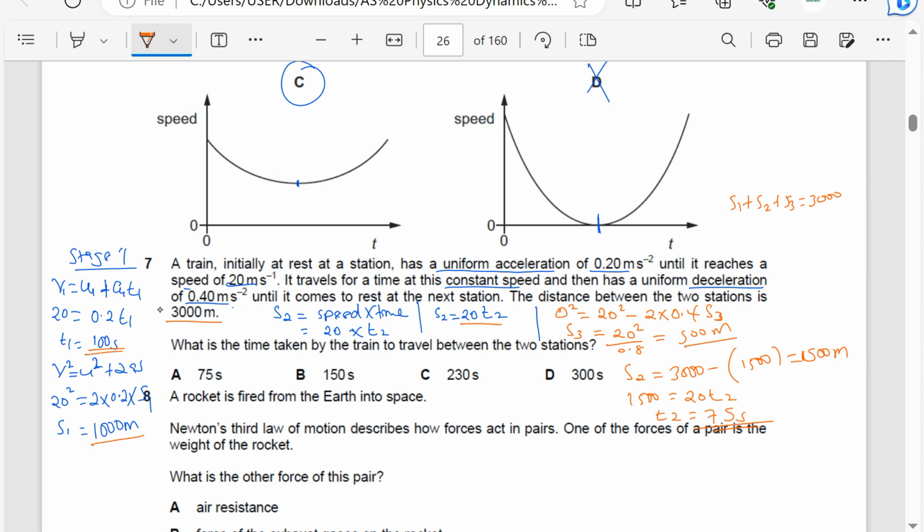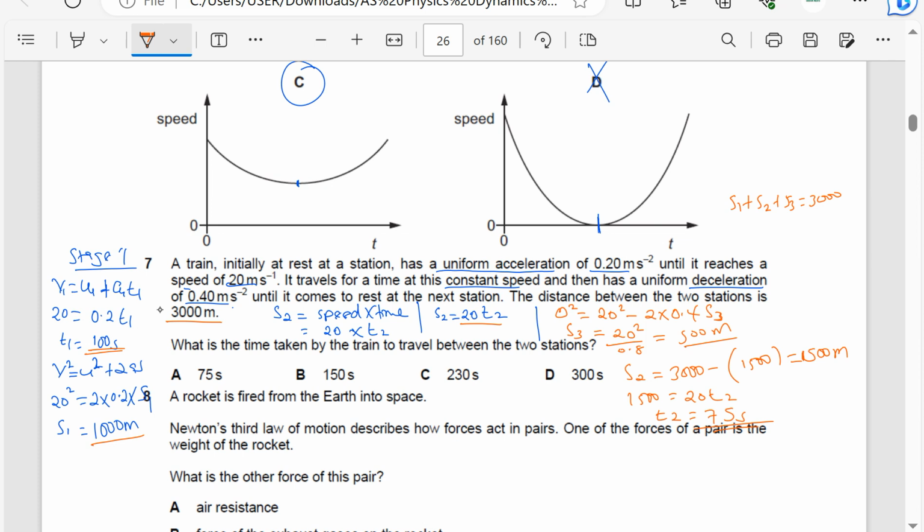Remember, T1 was 100 seconds and T2 is 75 seconds. So which time is missing, T1, T2, okay, T3 maybe. If I want to find T3, remember total time, do we have the total time? Let me just find total time. T2 is 75 seconds, T1 is 100 seconds. What is the time taken by the train to travel between the two stations? Okay, so I need to find the time T3.